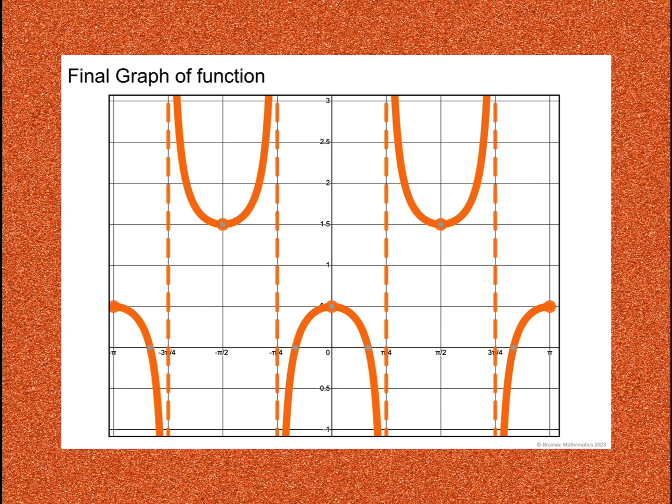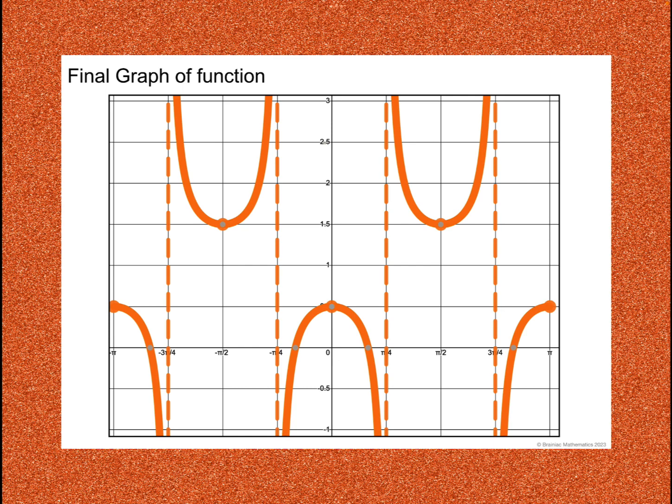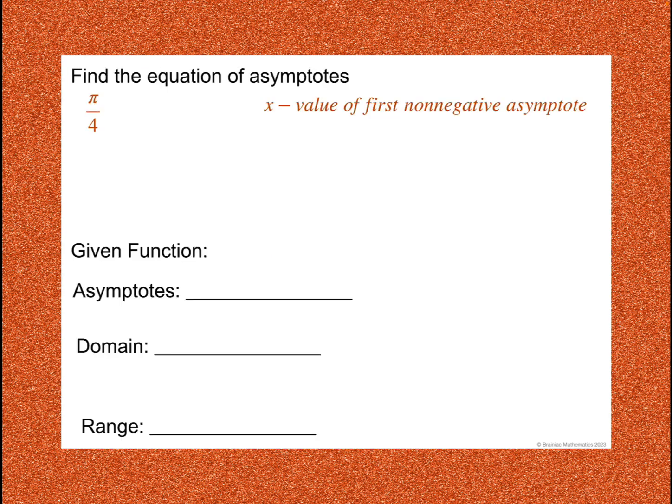We're not done though. Now that we found our cosecant function, we need to identify the equation of our asymptotes, our domain, and our range. Let's start with the equation of the asymptote. Remember, to find the equation of the asymptote, we need to find the x value for the first non-negative asymptote. So looking back at our graph, our first non-negative asymptote occurs here at pi over 4. That's actually on a tick mark, so I don't have to do the algebra that we did last time, and I can just say that my first non-negative asymptote is pi over 4.